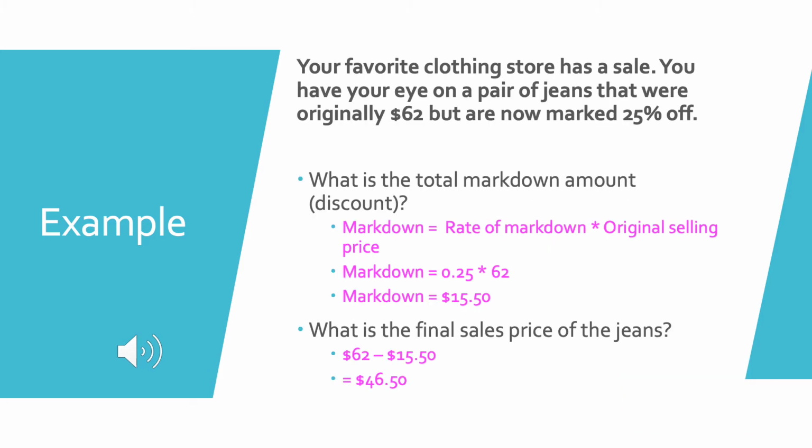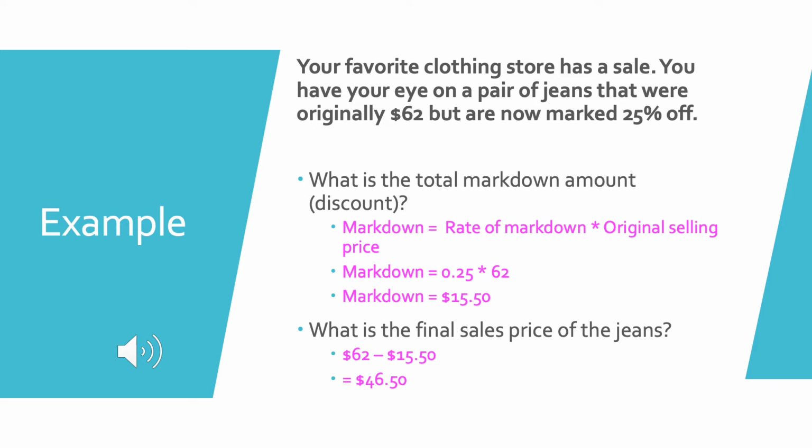So let's look at the total markdown amount first. The markdown, or discount, remember, equals the rate of the markdown times the original selling price. So in this example, we're going to take our markdown as 0.25, right? That's 25% as a decimal, times $62. So on our calculator, if we take 0.25 times 62, we get a total of $15.50. Now this is not the price of the jeans. This is the amount we get to take off from the original price.